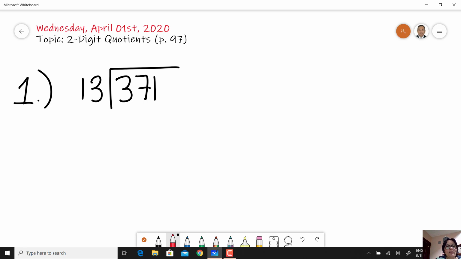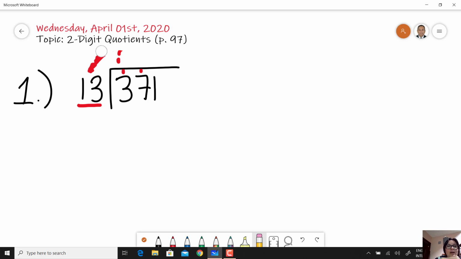Okay, how many numbers do I have here? 2. Okay, so I will take 2 from here. Can you divide 37 into 13? Yes, in this case, yes, because 37 is greater than 13. So, how many times does 13 fit in 37? Or in other words, what number in here can you use to multiply by 13 and that it's going to be 37 or close to 37?